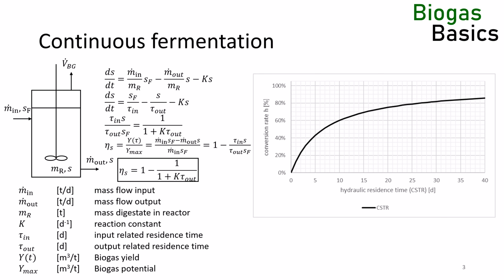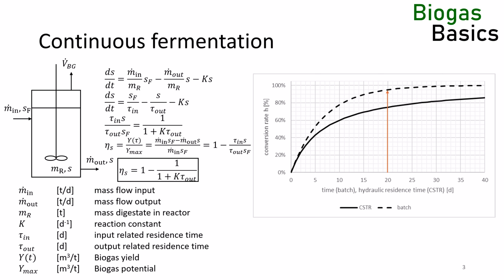One mistake I have seen again and again is the incorrect use of a BMP test to determine target residence time in a CSTR. We can add the batch reactor to the figure. It takes 20 days in a BMP batch test to achieve 95% conversion. Ergo, the residence time of the digester must be 20 days to convert 95% of the substrate. This is incorrect. The required residence time in the CSTR will be much higher.